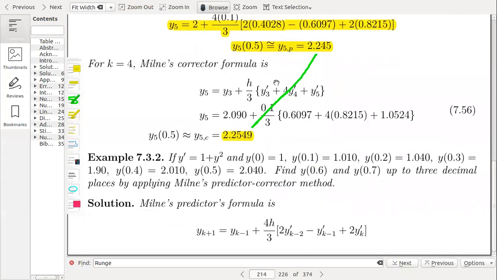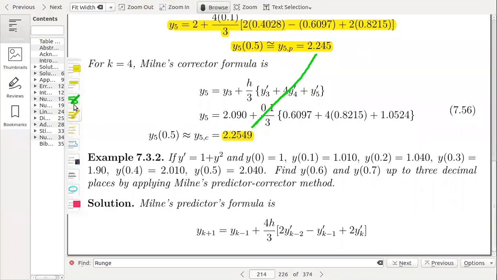So the next example is a similar example with a different dy by dx is equal to 1 plus y square, and the value of y at x is equal to 0, 0.1, 0.2, 0.3, 0.4, 0.5 is given, and we are to find the values at x is equal to 0.6 and x is equal to 0.7 up to 3 decimal places by applying Milne's predictor formula.